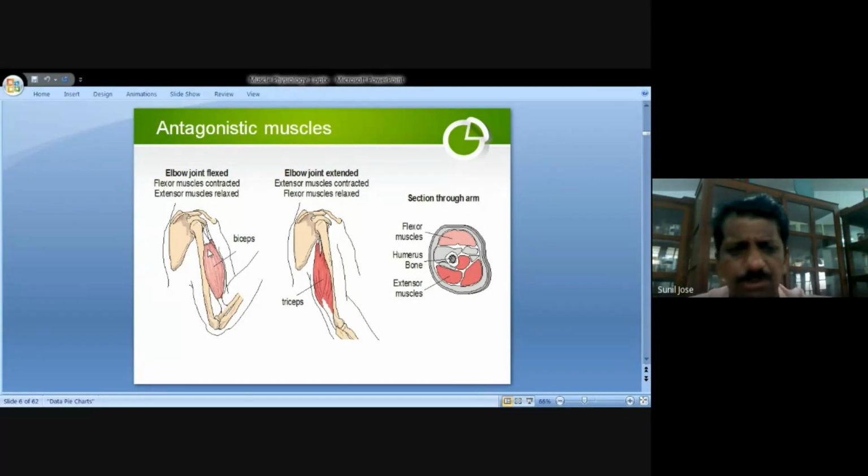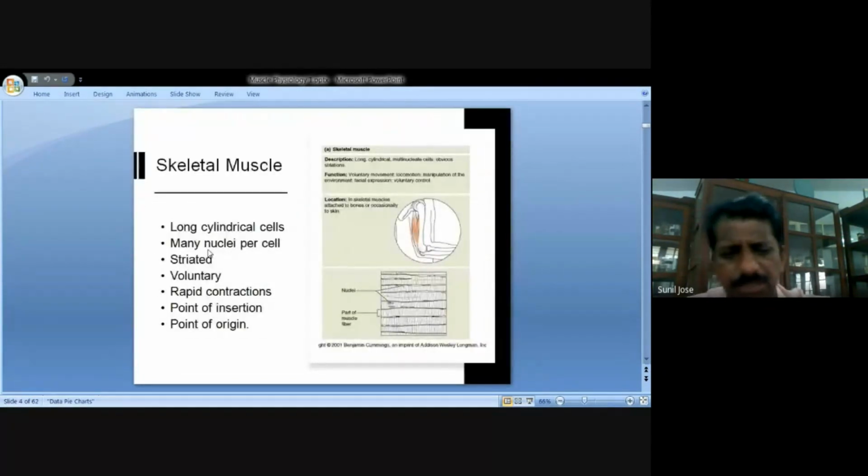So these are some of the basic features of a skeletal muscle. The most important features are that they are striated muscles, they are voluntary muscles, and they have a multinucleated nature.